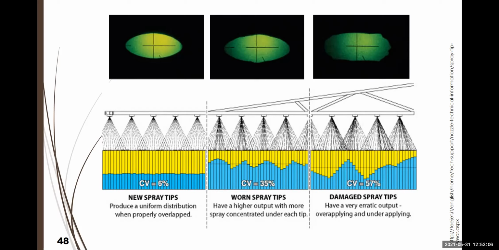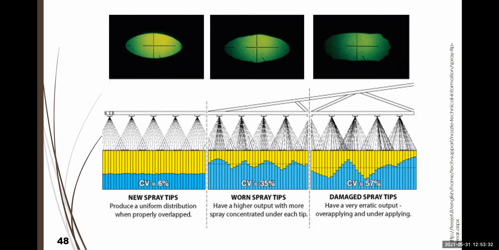So in case if you have good tips of the nozzle, by right actually CV less than 6% is the best. Yeah. So kalau tengok tu, yang biru tu adalah air. So meaning that you would have a very uniform application. So the application rate also same and also suitable. Yeah. So the error will be really less.